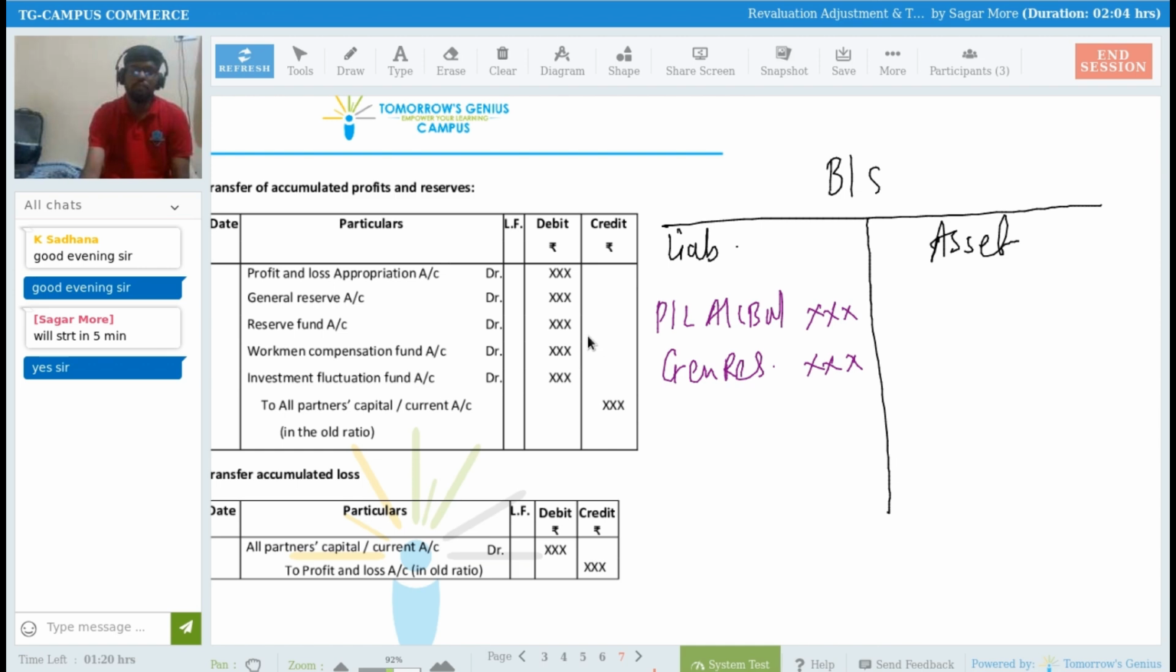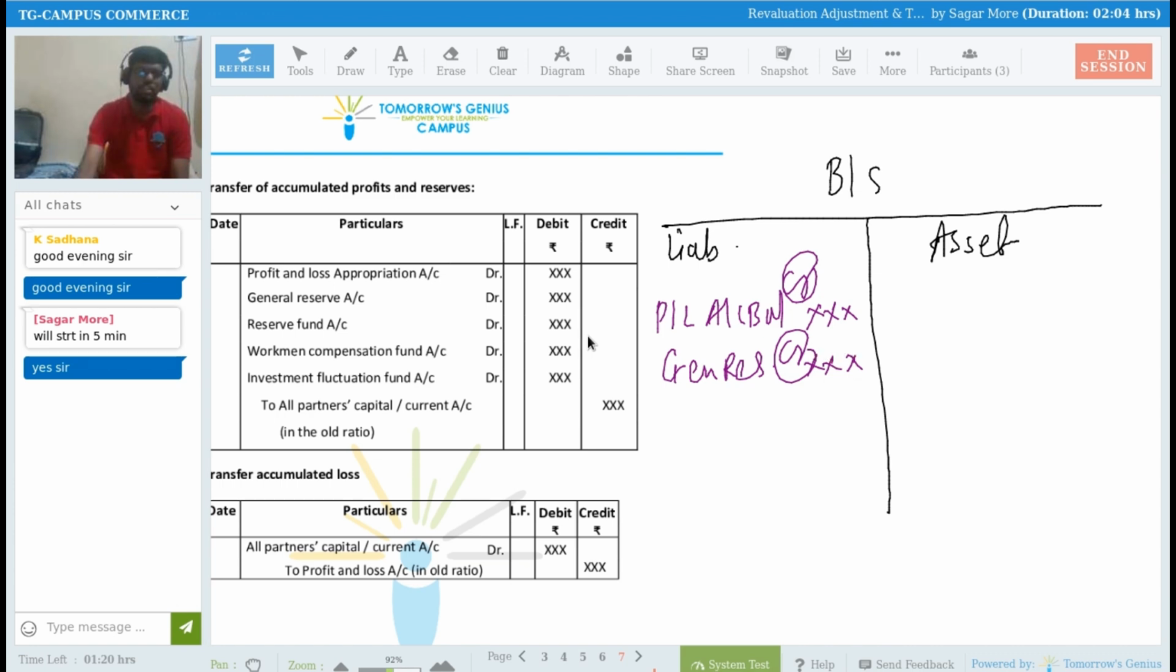Now, sir, which entry do we have to pass? The entry is simple and normal. We know profits are always recorded on the credit side. So if these are profits, we have to record them on the credit side of the partners' capital or current account. Then which account to debit, sir?